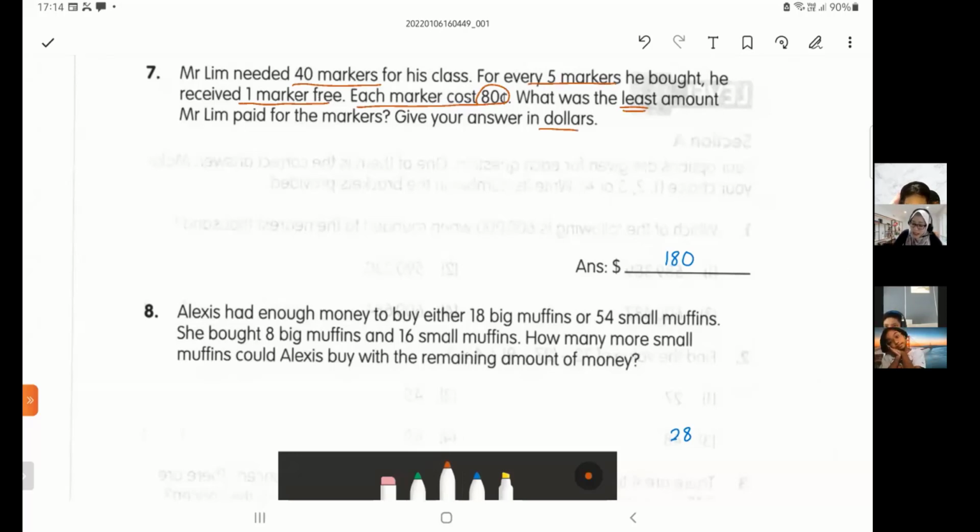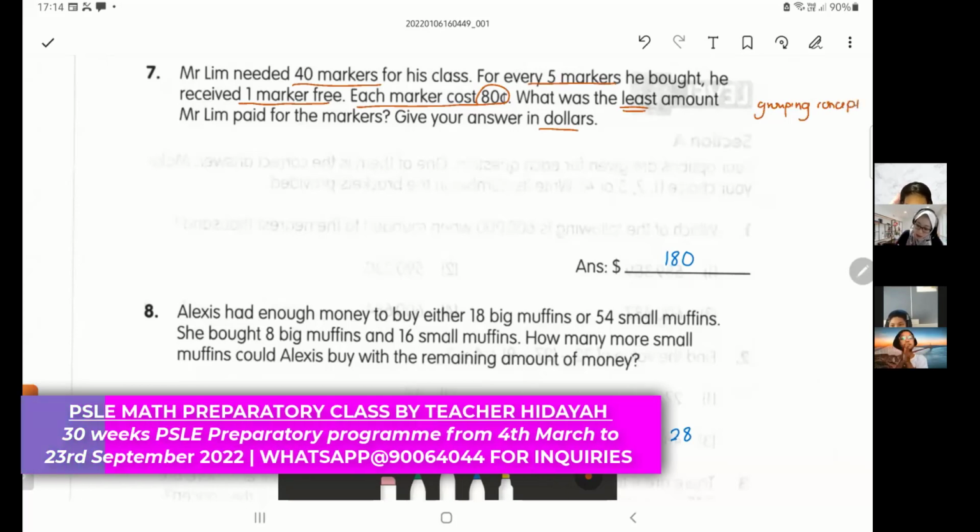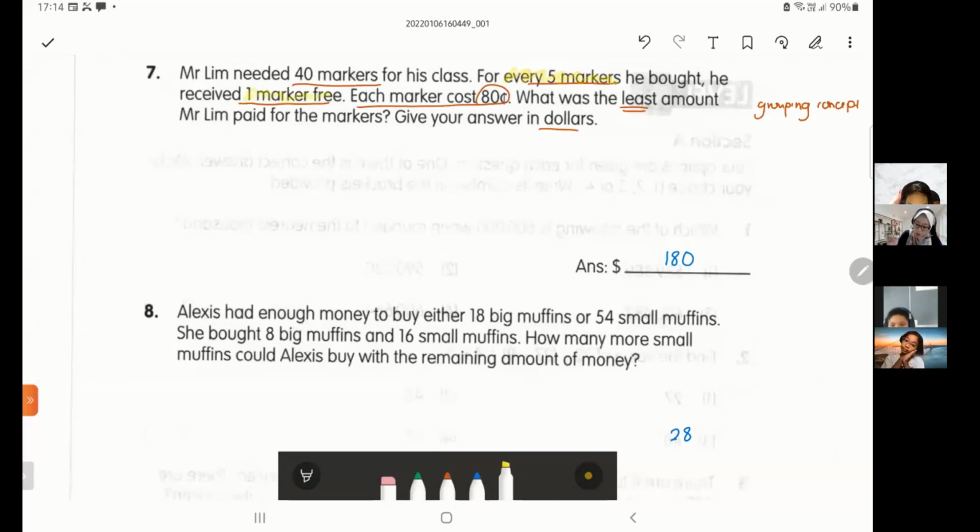All right. This is the grouping concept. So you need to find group of markers first. What markers? Let's list down. They give you a clue. For every 5 markers, he received 1 marker for free. This is the group I'm talking about. Okay. So in 1 group of markers, it is 5 markers bought. I will get 1 free marker. So in 1 group, how many markers are there? There are 6 markers. Right?